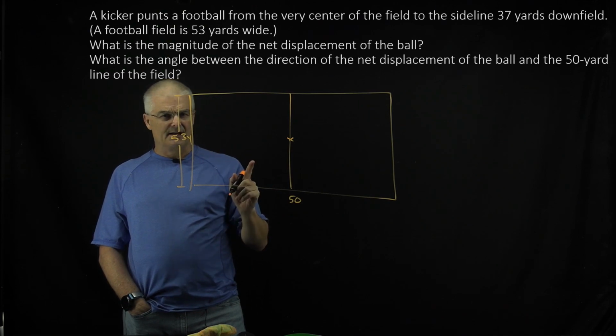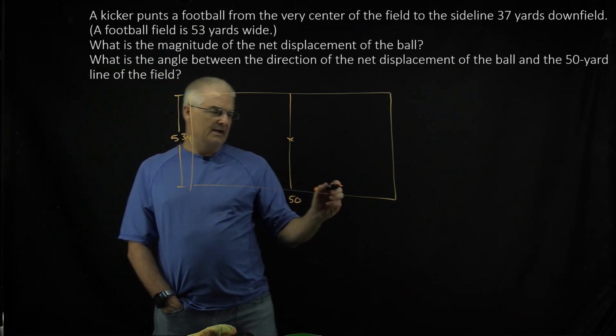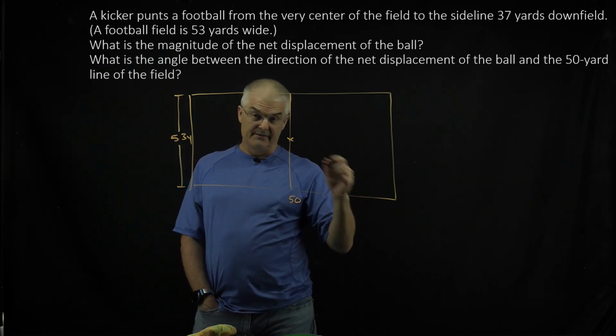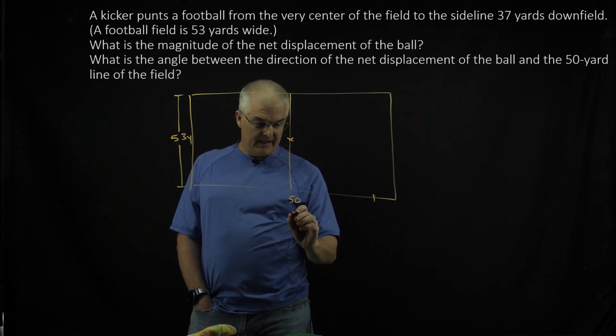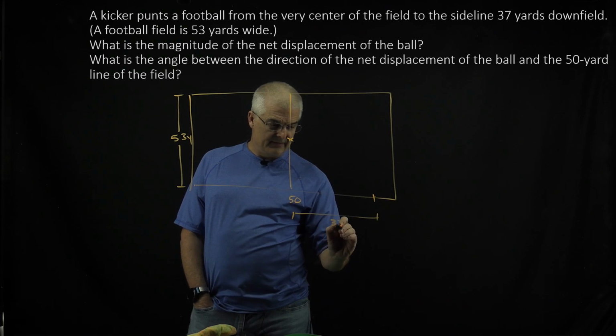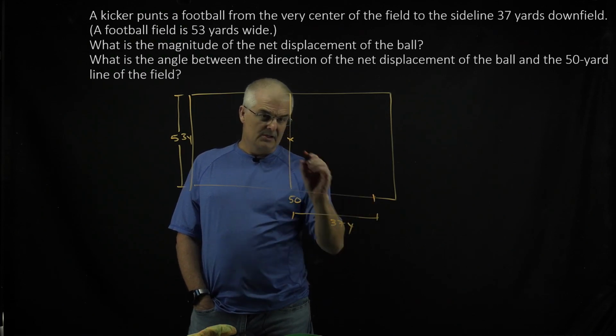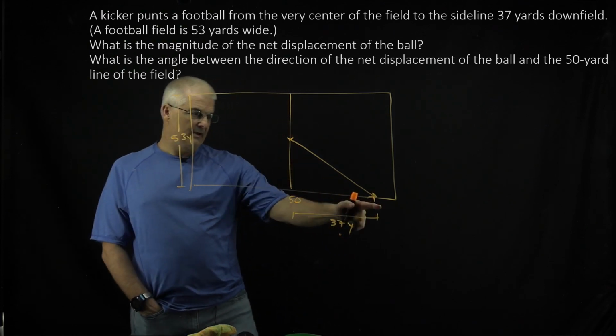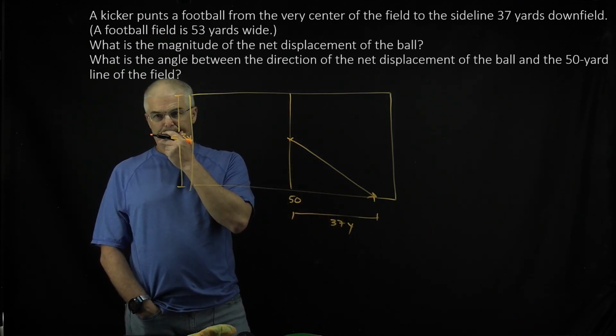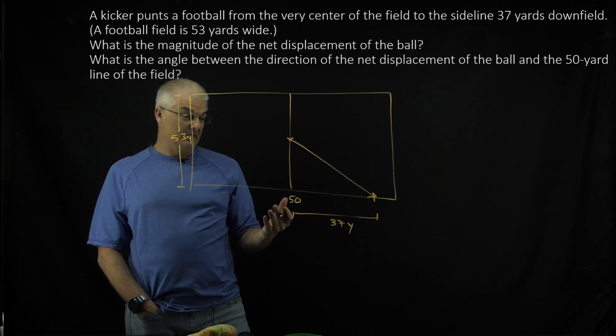To the sideline, some yards downfield. Not 50, it's 37 in this case. So he's going to go a gap of 37 yards. So he's kicking it to the sideline. That's from here to here. So your vector is in this direction. What's the magnitude of the net displacement?